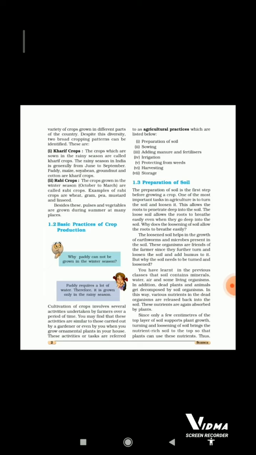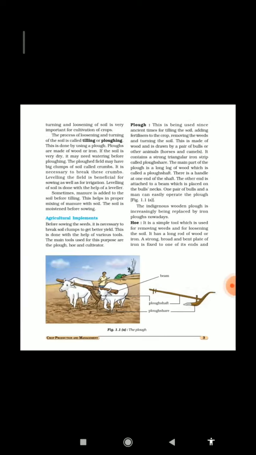In this way, various nutrients in the dead organisms are released back into the soil. These nutrients are again absorbed by plants. Since only a few centimeters of the top layer of soil supports plant growth, turning and loosening of soil brings the nutrient-rich soil to the top so that plants can use the nutrients. Thus, turning and loosening of soil is very important for cultivation of crops.